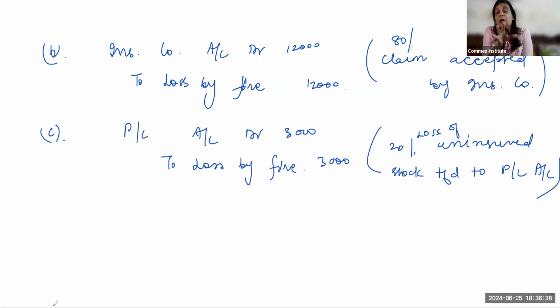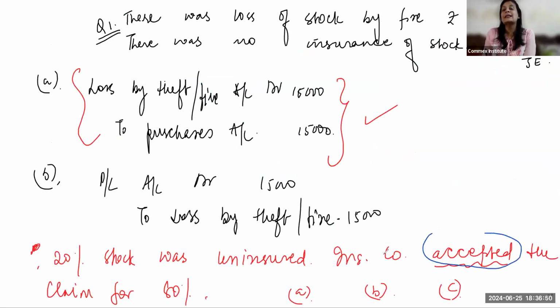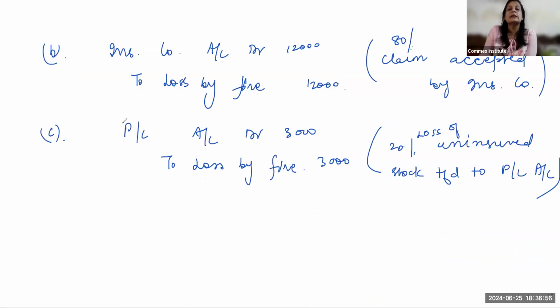Okay. So these two entries, you have to stop here. Don't pass that entry of cash account debit to insurance company. That entry, if you have passed, just cancel it. Why? Because I told you that only the claim was accepted. I didn't talk about the claim being paid. So you have to stop at this B entry where this claim is being accepted.